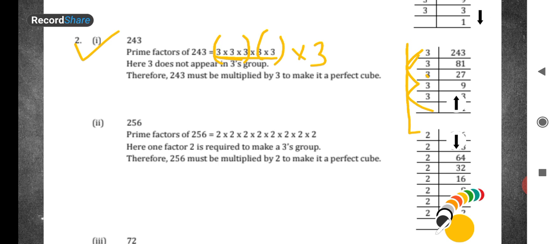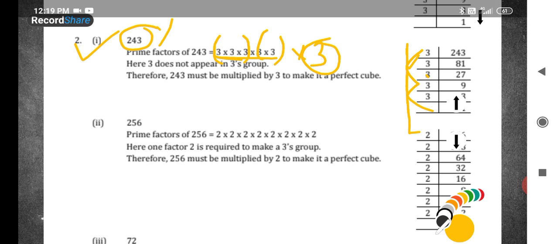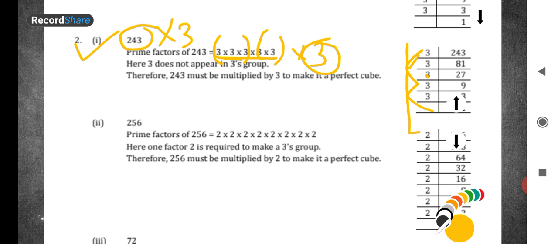So here, what is the least number we have to multiply? We have to multiply 3, isn't it? If you multiply by 3, this 243 will become a triplets number. So what will you write here? 3 does not appear in a triples group. Therefore 243 must be multiplied by 3 to make it a perfect cube. You have to find it like this. In the question it is only asking what value we have to multiply, so we have to multiply by 3.